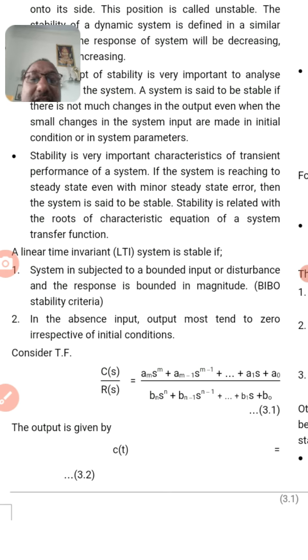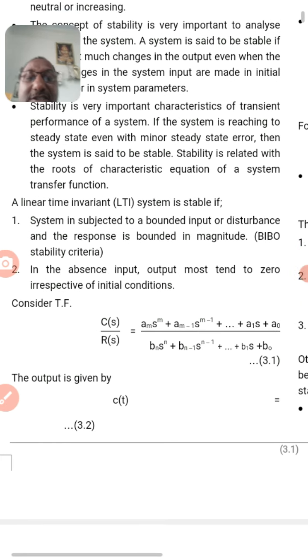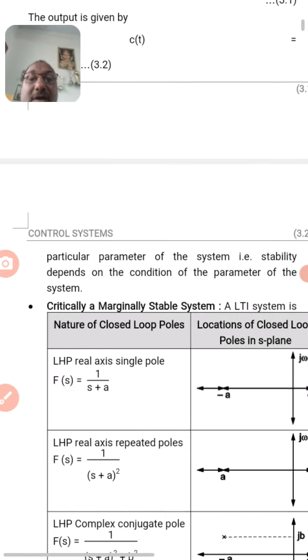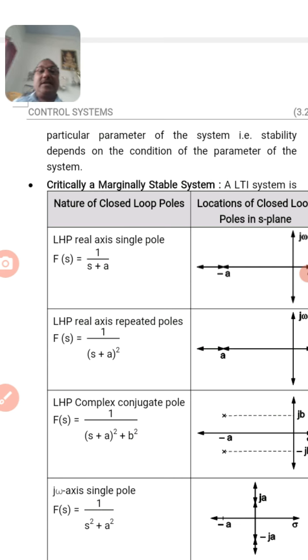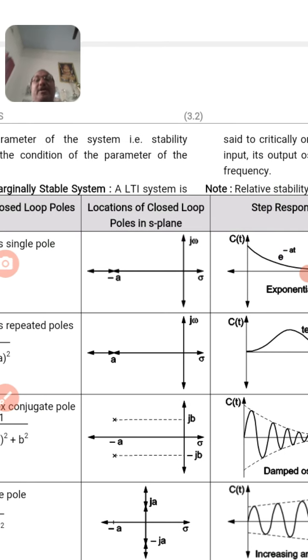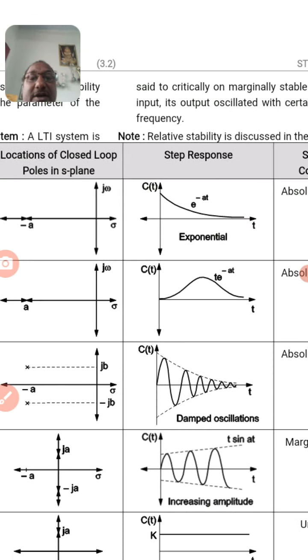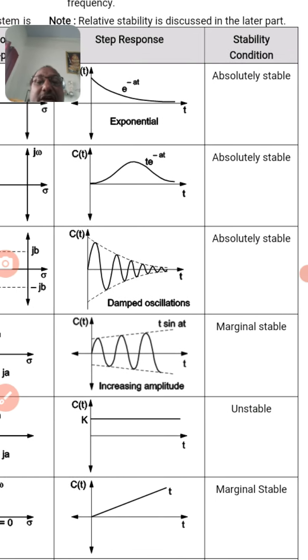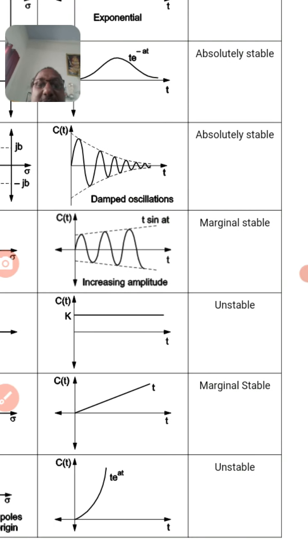As far as stability criteria is concerned, in a figure you will find the system is stable if there is bounded input and bounded output. If there is no bounded input and no corresponding bounded output, the system is unstable. Output should be bounded. In a figure you will find that an unstable system does not have bounded output.